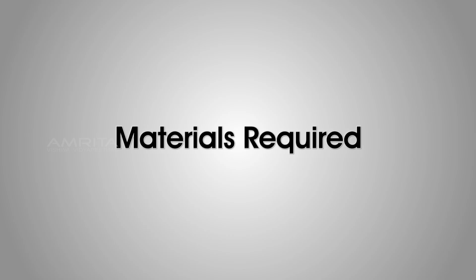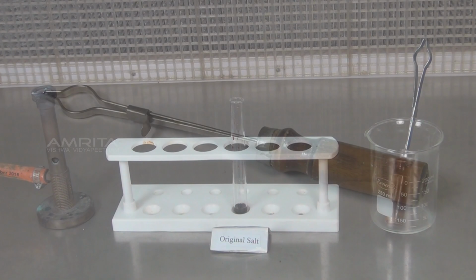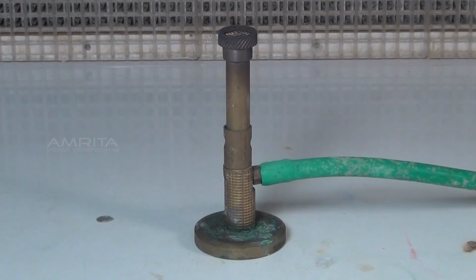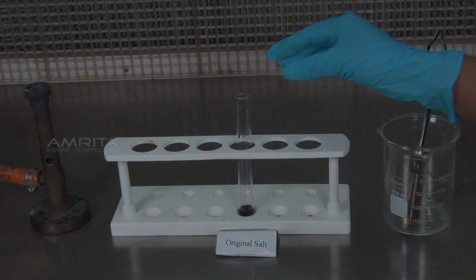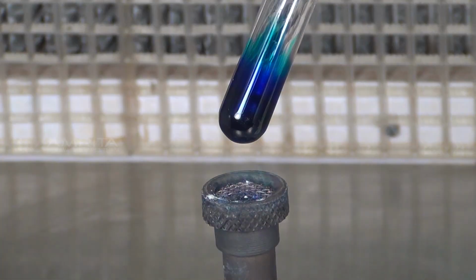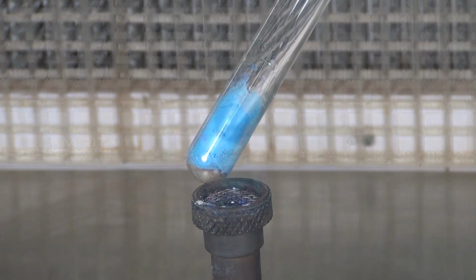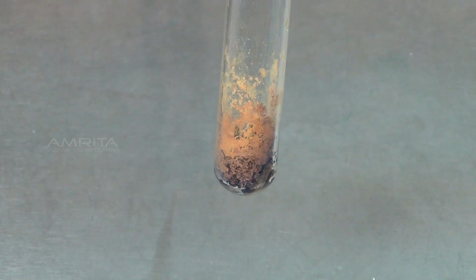Dry heating test. Materials required: original salt in a test tube holder and Bunsen burner. Procedure: take a small quantity of salt in a test tube. Heat it over the Bunsen burner. The salt becomes brown or black on heating, indicating the presence of the cobalt ion.